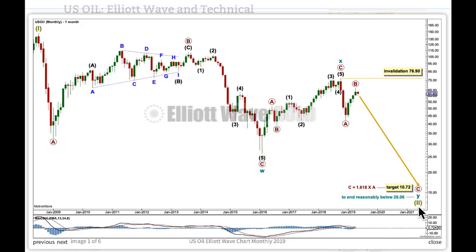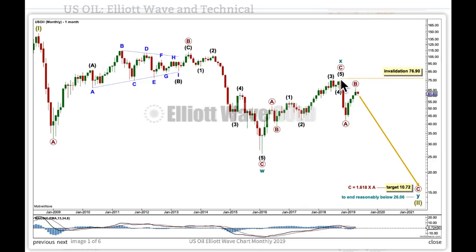This pattern is labelled as a double zigzag, and they are fairly common Elliott Wave corrective structures, particularly for second wave positions. The first zigzag subdivides 5, 3, 5, and it's labelled cycle wave W. The double is joined by a 3 in the opposite direction labelled X, which subdivides as a zigzag. And here's the important part.